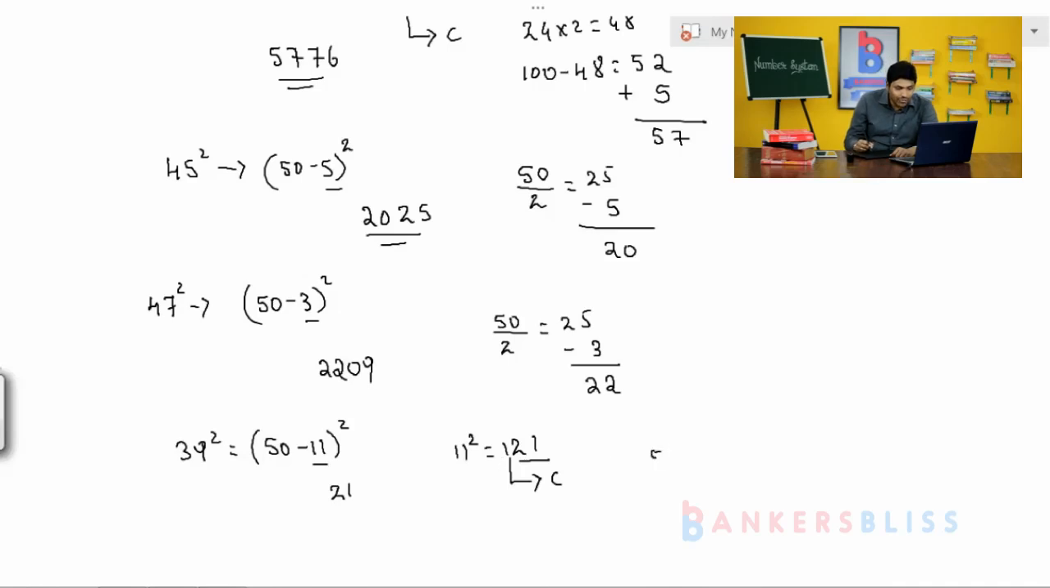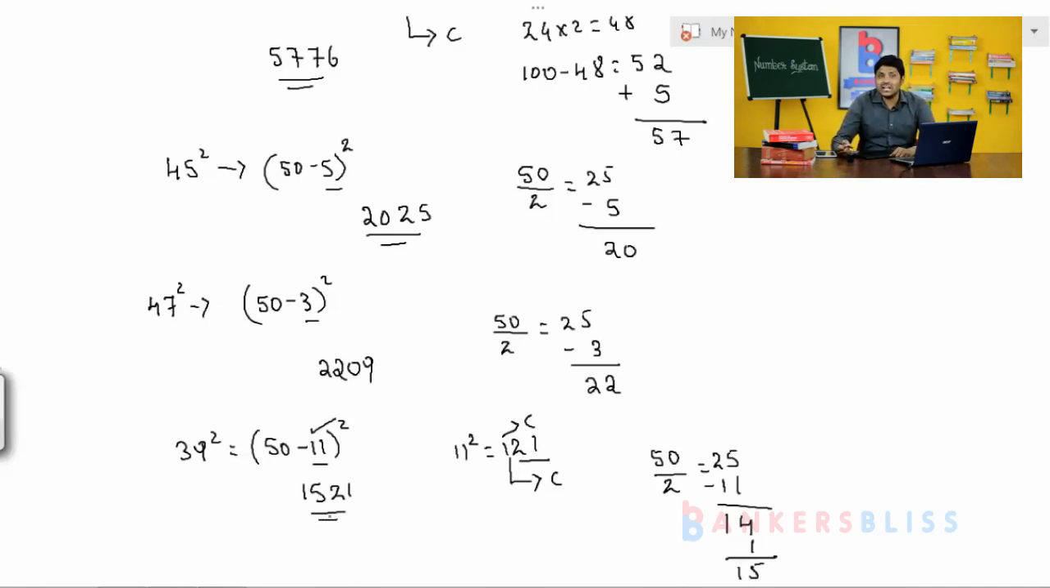Next, half of 50 is how much? Half of 50 is 25. Okay, so 25 minus 11. So how much are you going to get? 14. But this 1 is the carry part, that one you have to add. You are going to get 15. So 1521. 1521 is the right answer. Okay, very simple to calculate.